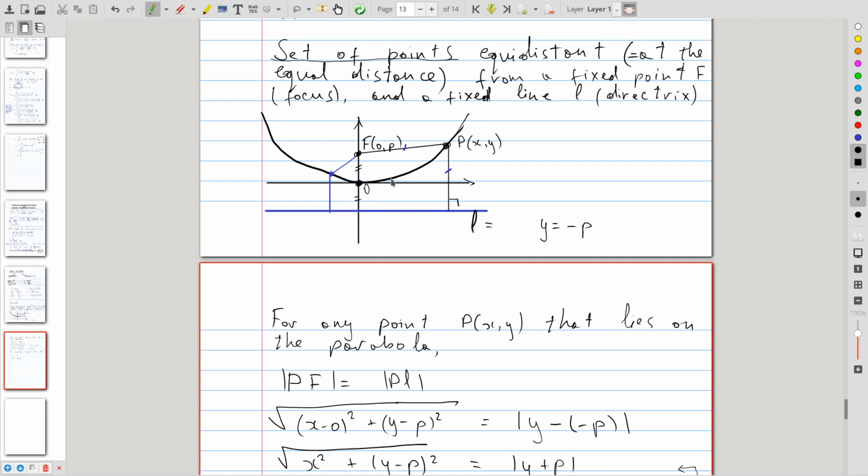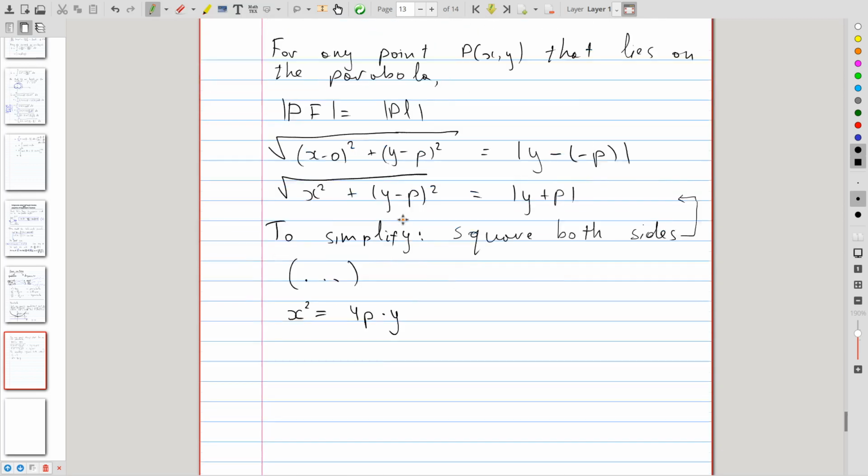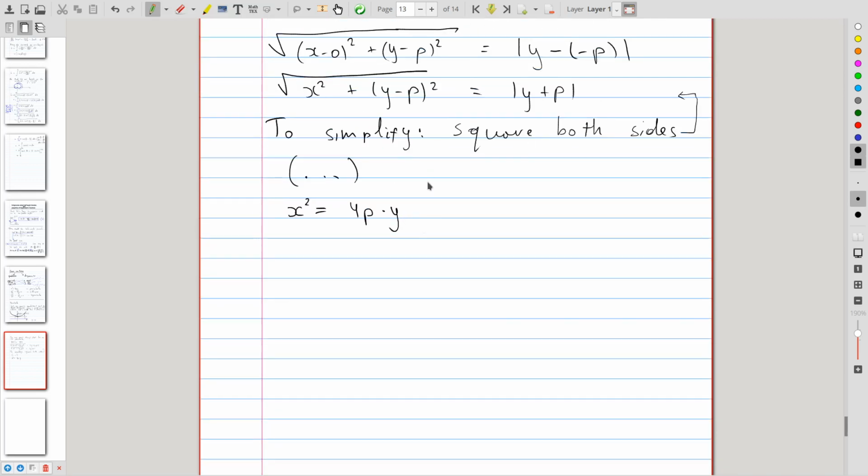So here the vertex coincides with the origin because you have the symmetry of the curve with respect to the origin, and so O must be the vertex. And so p is the distance from the vertex to the focus, or equivalently from the vertex to the directrix. And so this is the equation of a parabola that has focus at the point (0, p) and directrix given by the equation y equals minus p.